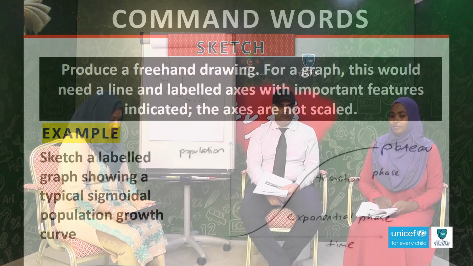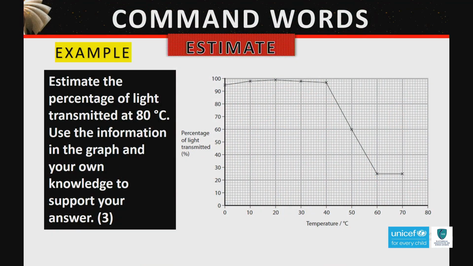Now the next one which we are going to have a look at is estimate. So the question says, estimate the percentage of light transmitted at 80 degrees. Use the information in the graph and your own knowledge to support. This is a 3-mark question. You can see there's a lot they are asking you, isn't it?